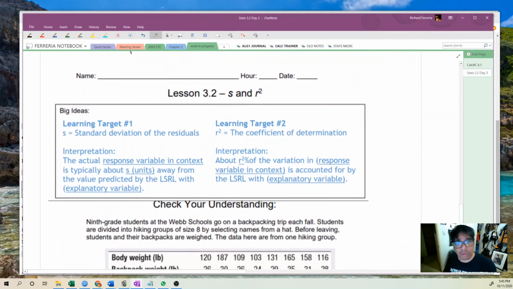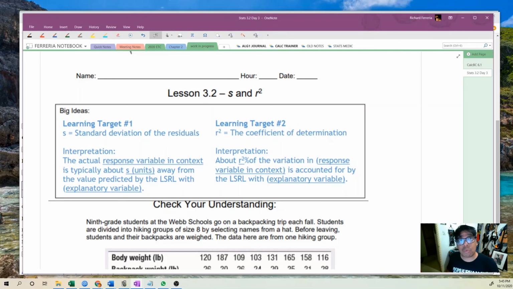Here are the 2 learning targets for this section. Learning target 1 is just what is s, and that is the standard deviation of the residuals. You'll need to know an interpretation for that. So the interpretation, remember, this is your key, your canned response anytime someone asks you to interpret s. So it is the actual response variable in context.